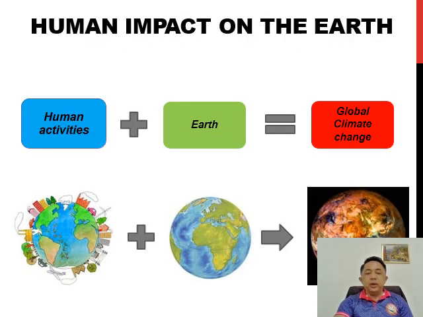Now, usually climate change and global warming are due to anthropogenic activities, or what we call human activities. Human activities will always produce an effect on our planet, and one of these major effects that we introduce to our planet is what we call global climate change, wherein there is a sudden change in our Earth's temperature as well as in the climatic or weather conditions of our planet due mostly to human activities, or anthropogenic activities.